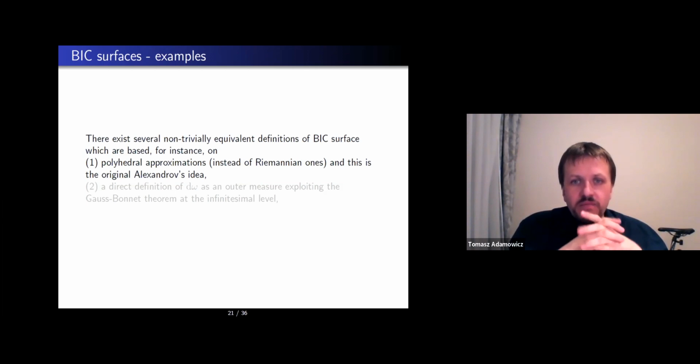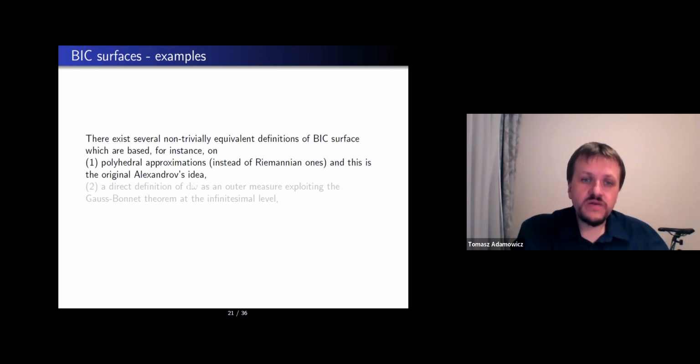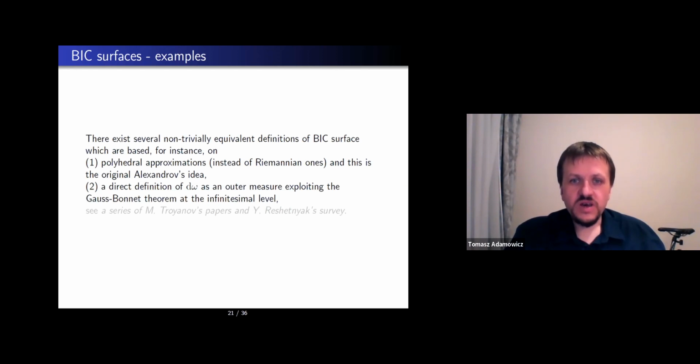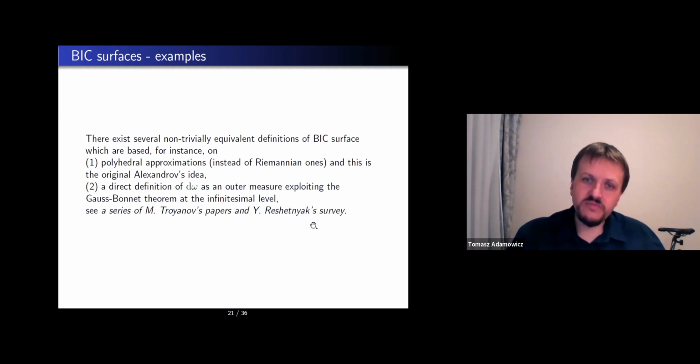As already mentioned, there are many definitions of the Alexandrov surfaces. For example, based on polyhedral approximations, which goes back to the original Alexandrov approach. And also there is a direct definition of the curvature measure as an outer measure based on the Gauss-Bonnet theorem. All these equivalent definitions are well described in a series of papers by Zalgaller and in a survey by Reshetnyak. At the end of my talk, I will provide more references to those papers.